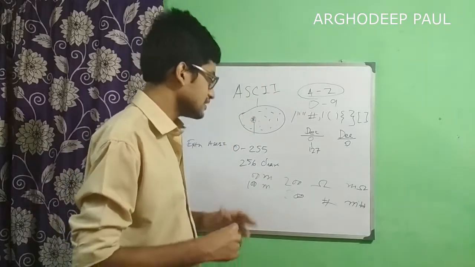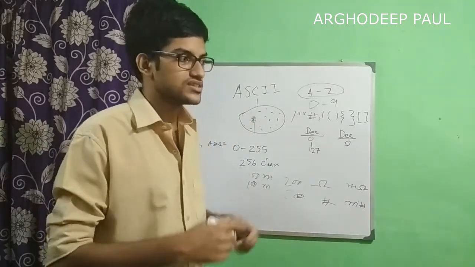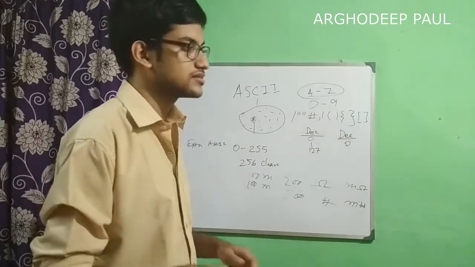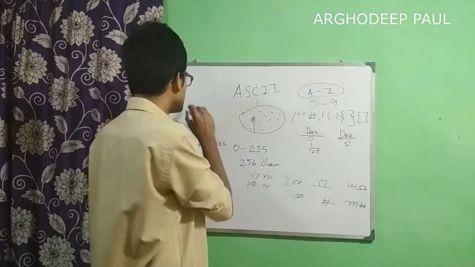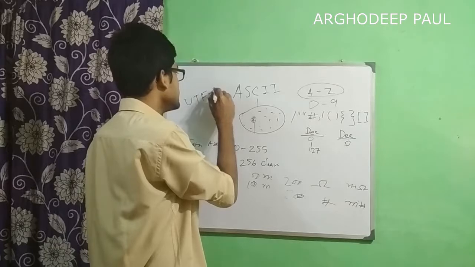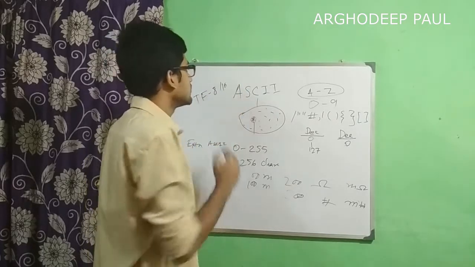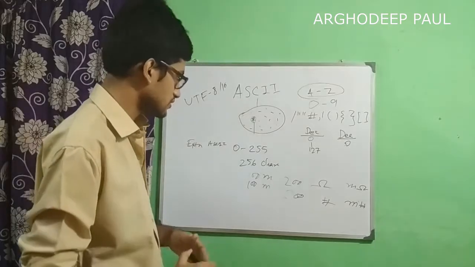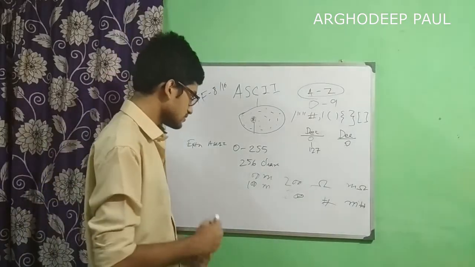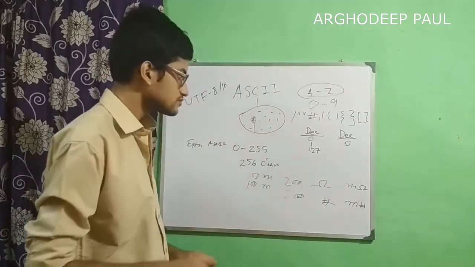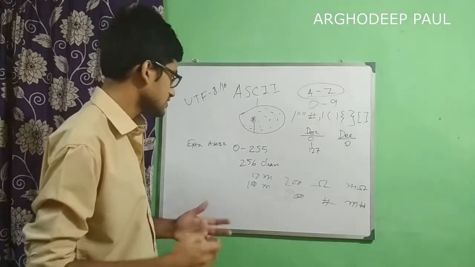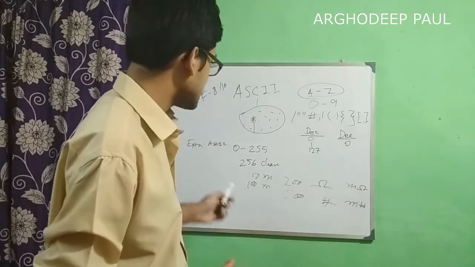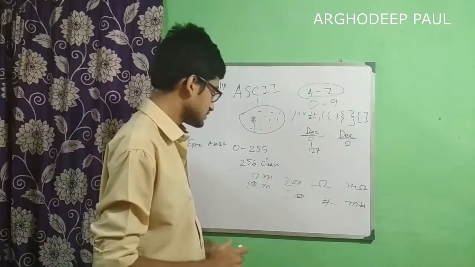So in these cases, we will be making use of Unicode characters or UTF-8, the encoding schemes like ASCII, those encoding schemes which support many characters. Those are known as UTF-8 and 16. I will be discussing UTF-8 and 16 later, but for this session, let us just understand what is the problem with the extended ASCII.